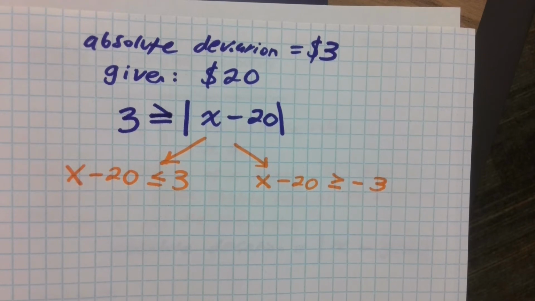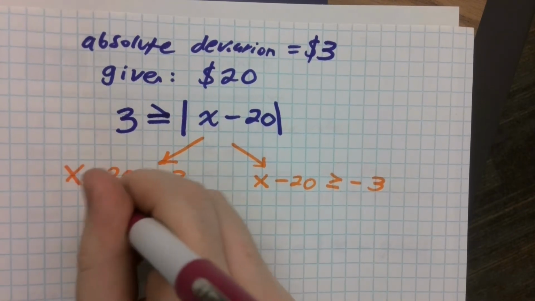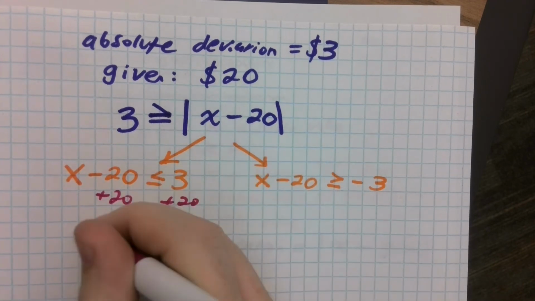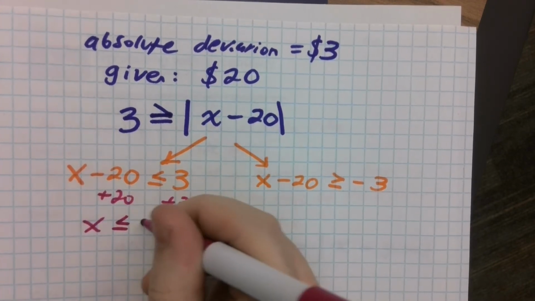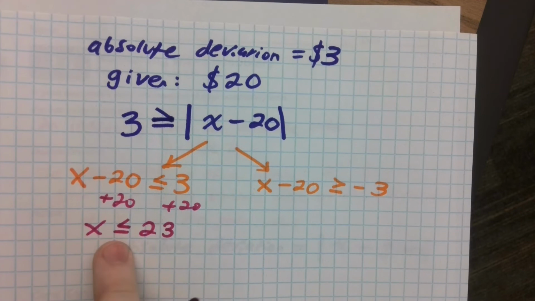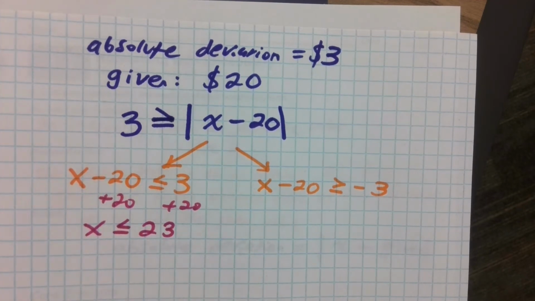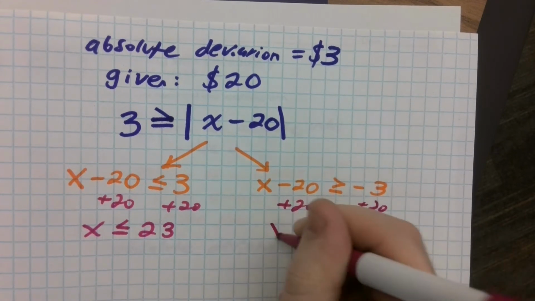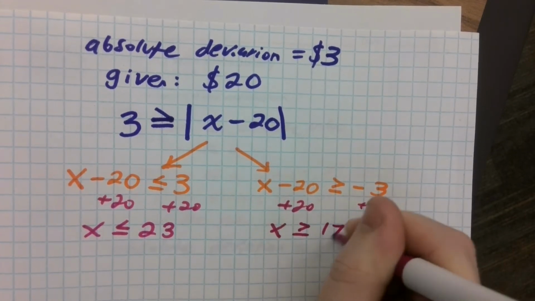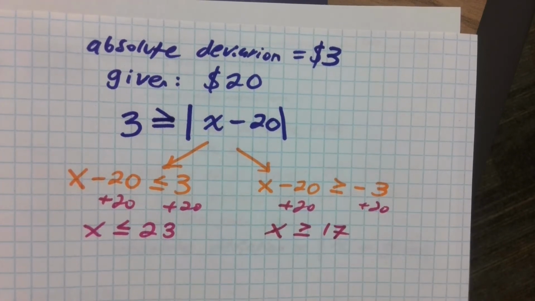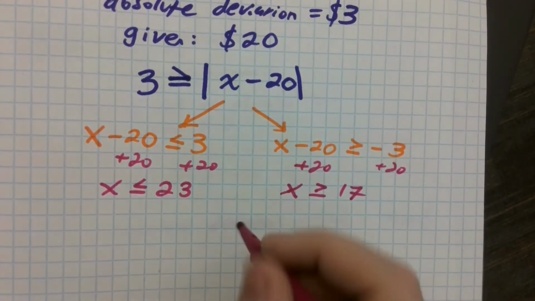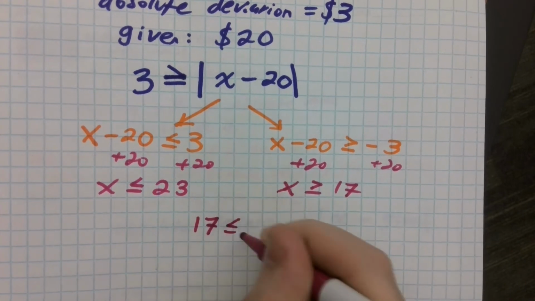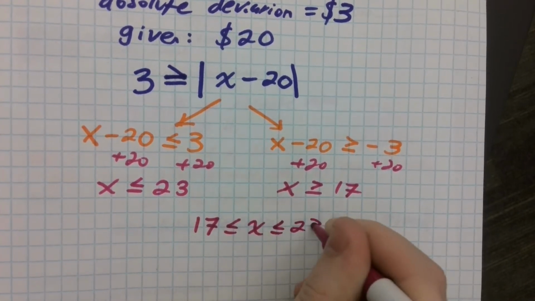What this means is, again, we split and we flipped our symbol and made this negative. When we solve by adding 20 to both sides, this will give us the amount of money that we can spend. So we can spend less than or equal to $23. Or, when we add 20 to both sides, we can spend greater than or equal to $17. So in other words, the amount of money we can spend, X, is in between $17 and $23.